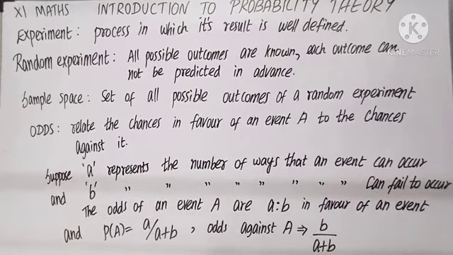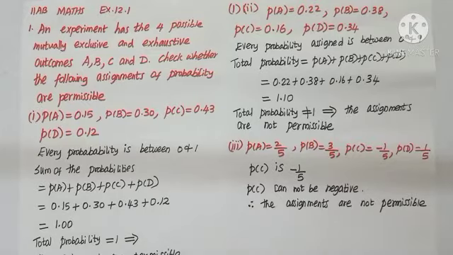Let us remember, A, an event can occur. B, an event fails to occur. Then odds in favor of an event A is A by A plus B, and odds against A we call B by A plus B. Let us proceed into an exercise to understand better. Exercise 12.1, question number 1.